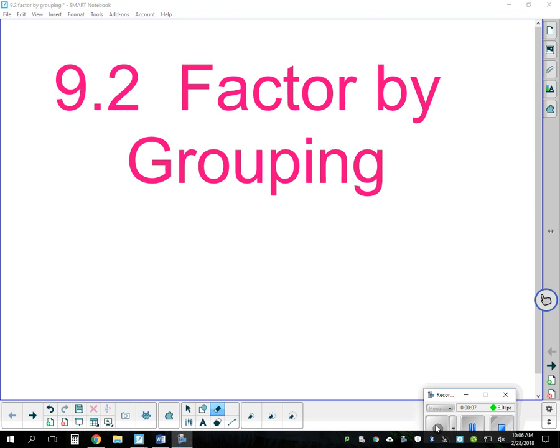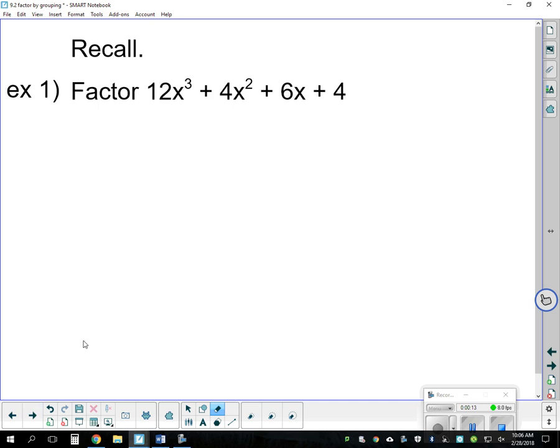Here we go with 9.2, factor by grouping. So remember from 9.1, you guys already learned how to start the factoring process, and that is by finding a GCF, a greatest common factor. Make sure you're always picking out the greatest common factor and not just a common factor.